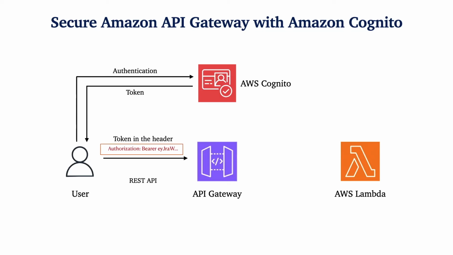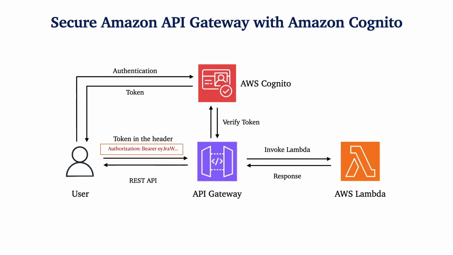The user then calls the API from the API Gateway. During this call, the user will include the obtained token in the request header for authorization purposes. Once the API Gateway receives the request, it verifies the token with the help of Cognito. If the token is valid, API Gateway forwards the request and invokes the Lambda function. Then the Lambda function returns the response back to the client.